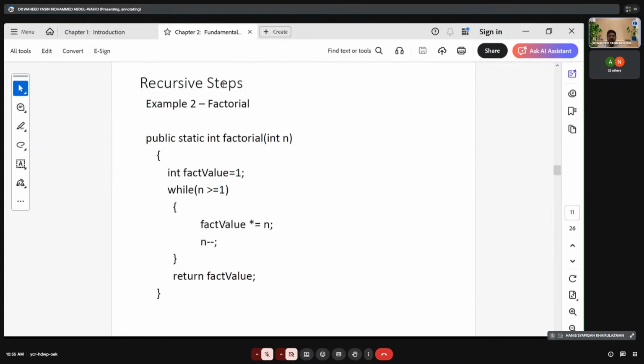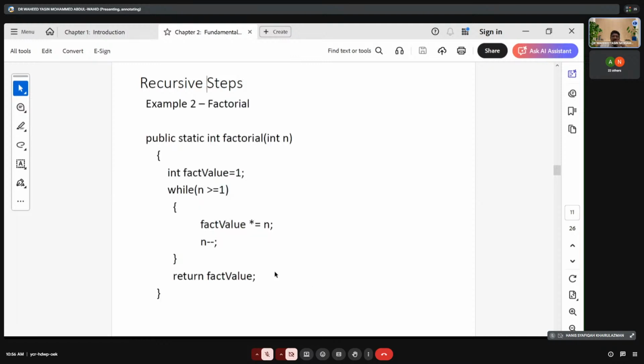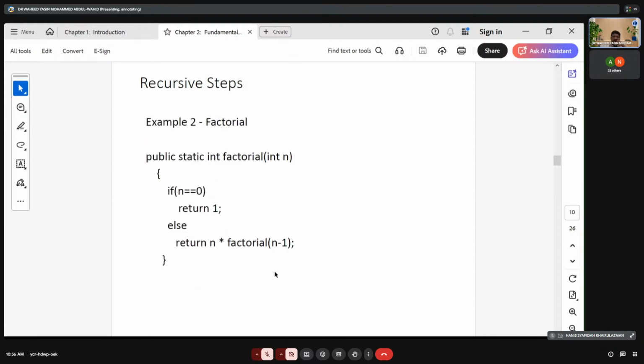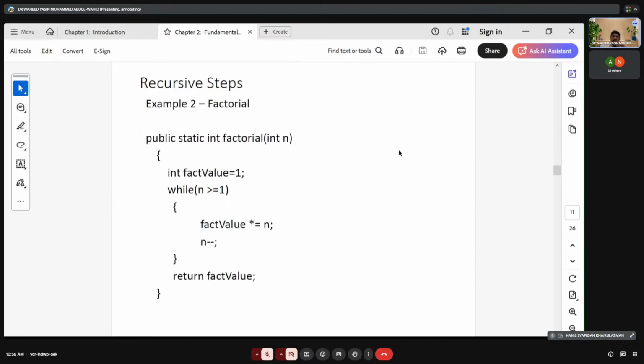Iterative steps, here we have n, fact value, while n less than or equal to 1, fact value times n, n minus minus, return fact value. Okay. This one is factorial. Previous year was summation. This one is factorial.